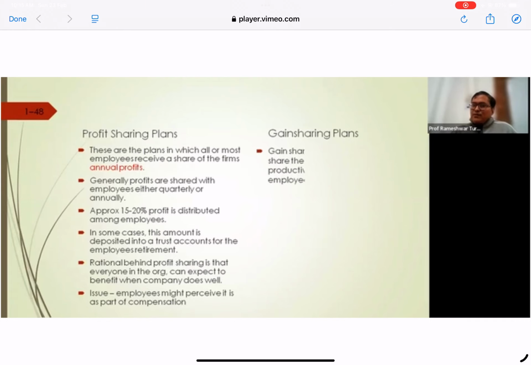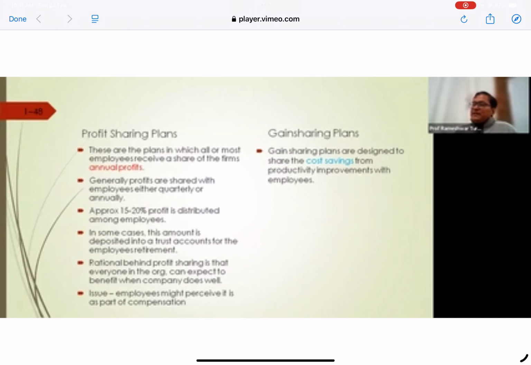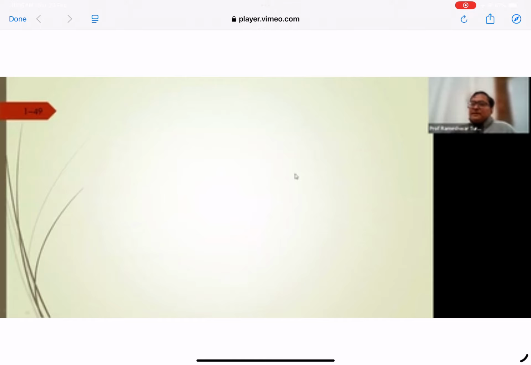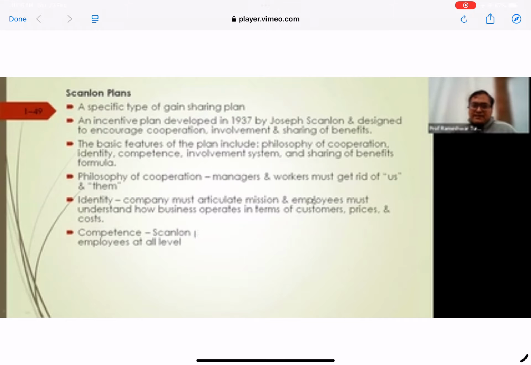These plans are designed to share the cost savings from productivity improvements with employees. The underlying assumption is that employees and employers have the same goals and thus should share incremental economic gains. Typically, 25% of the dollar saving from cost saving measures is distributed to employees. There is a typical plan, the Scanlon plan, that was given by one union leader in 1935. It's a gain sharing plan. You can read it afterwards.